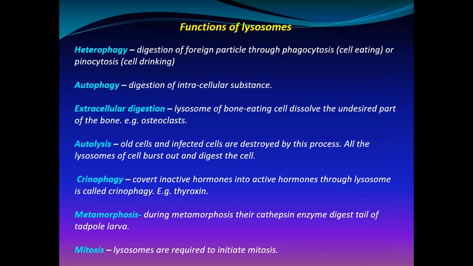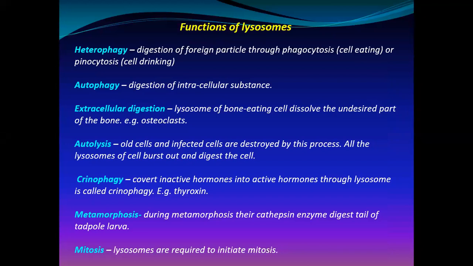And then lysosomes of bone eating cells dissolve the undesired part of the bone, done by the osteoclast. That is called extracellular digestion. Autolysis: old cells and infected cells are destroyed by this process. All the lysosomes of the cell burst out and digest the cell. That is called autolysis. And then crinophagy means converting inactive hormones into active hormones through lysosomes.